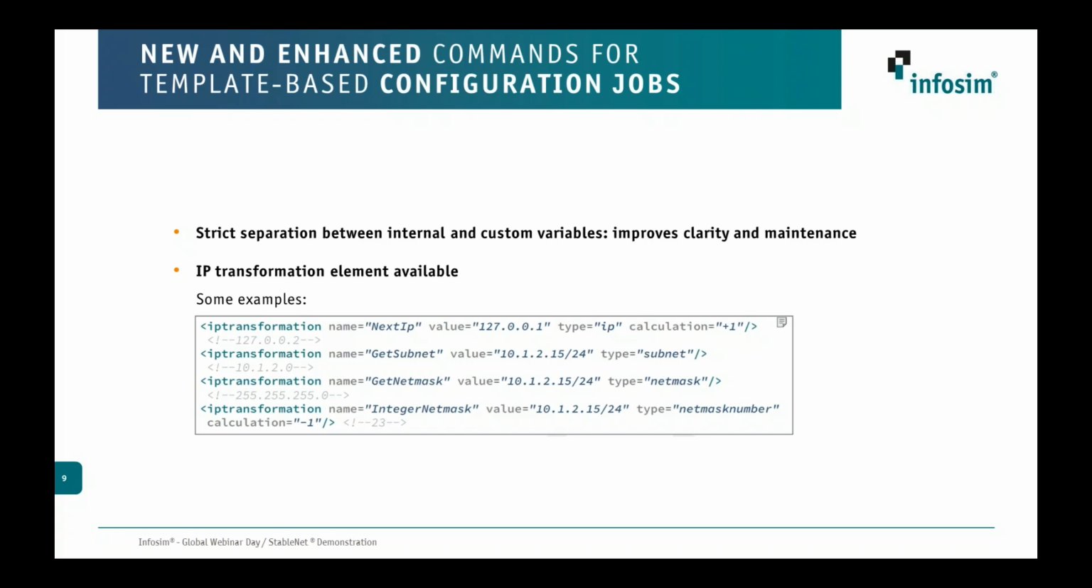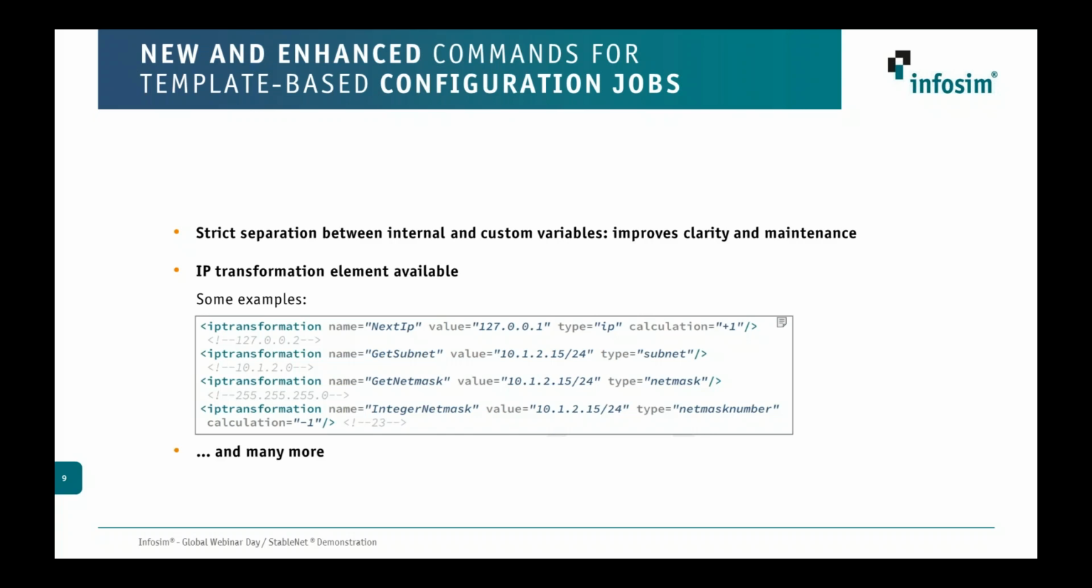10.1.2.15/24 and you want to know the subnet on which this is based, then you will receive from this information the transformation to 10.1.2.0. And if you want to get a net mask from this network definition, this is of course for this 24-bit network 255.255.255.0. And you can also make calculations on this net mask number. In the last example, you can see what happens when you subtract 1 from this network mask with 24-bit. Of course, this is 23.